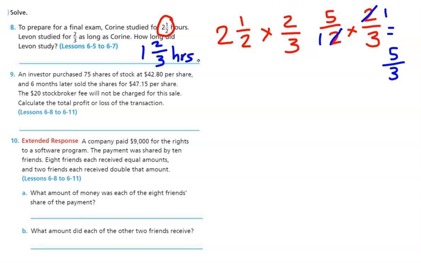Number 9, an investor purchased 75 shares. Oh, not another stock problem. If you guys are playing Animal Crossing, hopefully you're selling turnips and you understand this problem better.